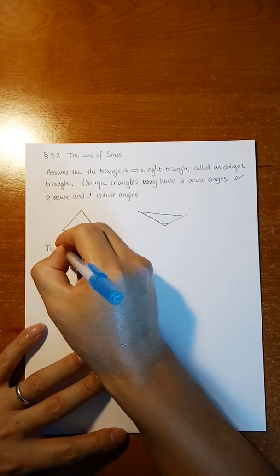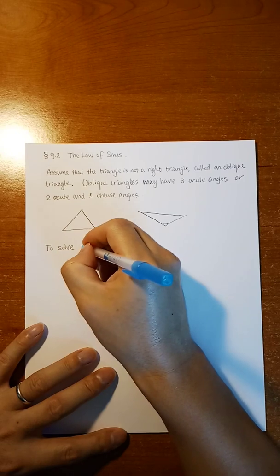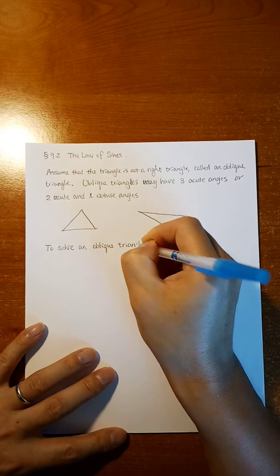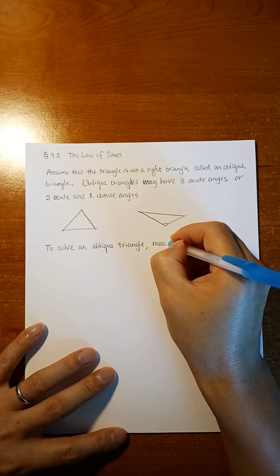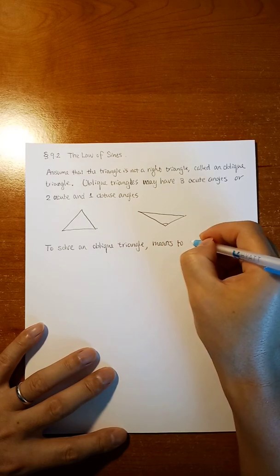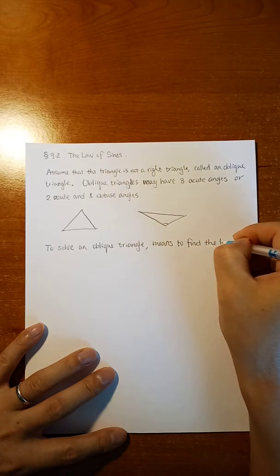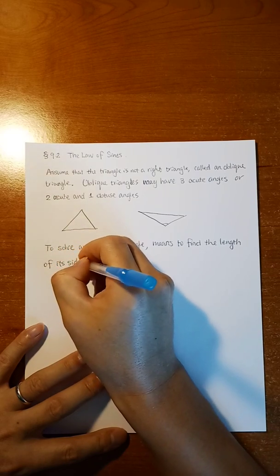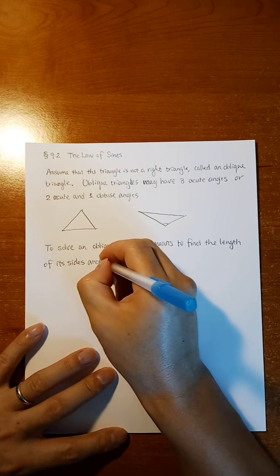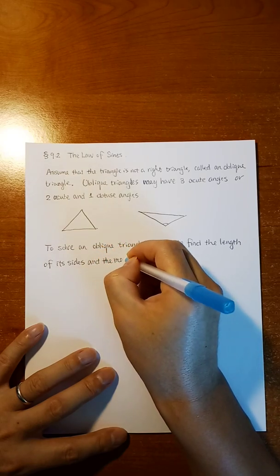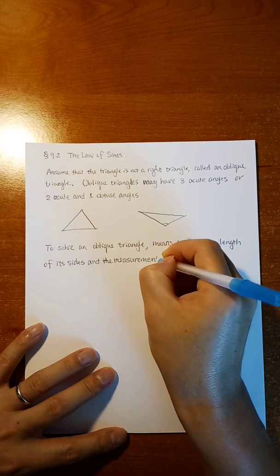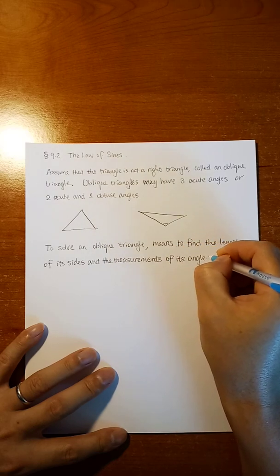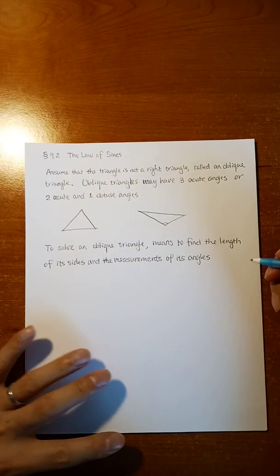To solve an oblique triangle means to find the length of its sides and the measurement of its angles. So how do we do that?